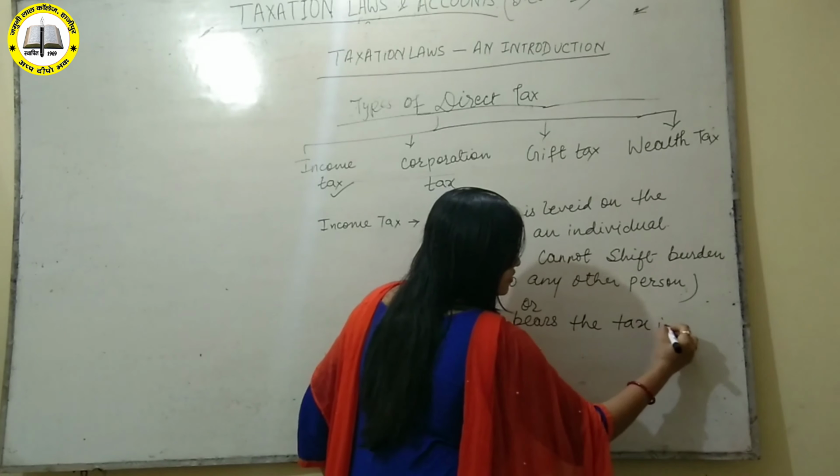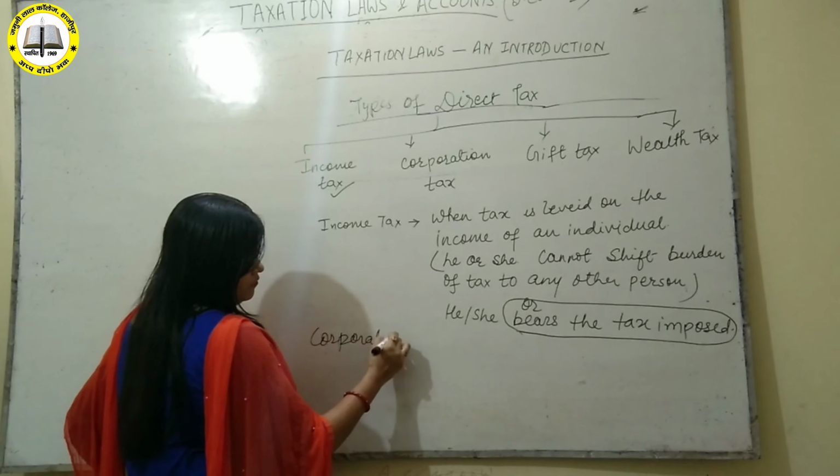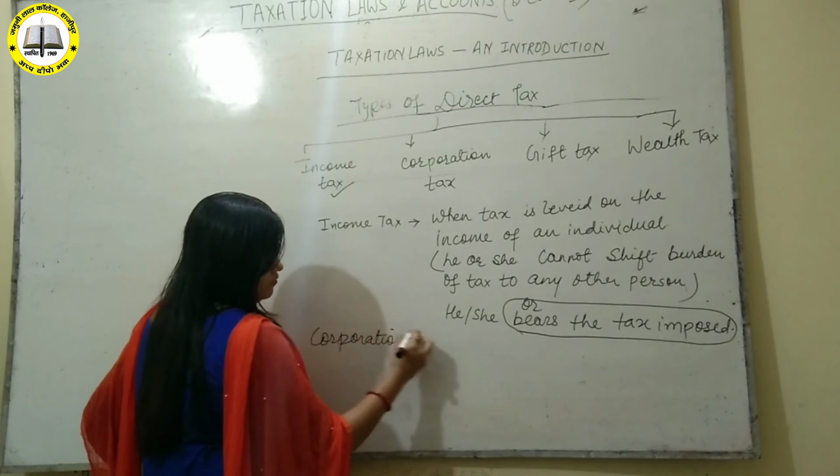Now the corporation tax. If tax is levied on the income of the company, then it is corporation tax. Corporation tax may also be called company tax or corporate tax. Now the next one is gift tax, but now it has been abolished by the government.